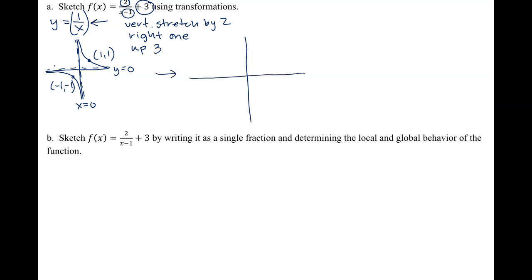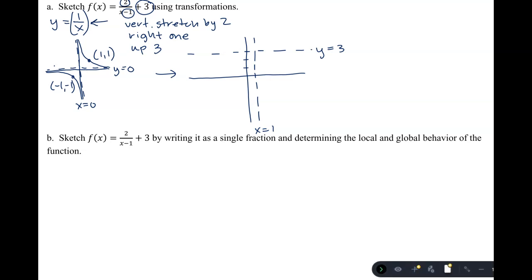If I shift up 3, my horizontal asymptote will end up at y equals 3. If I shift to the right 1, my vertical asymptote will end up at x equals 1. And notice the vertical stretch just doesn't change those. You always do your shifting last. So if you take the horizontal asymptote and you do a vertical stretch by 2, it's at y equals 0, so that doesn't change at all.